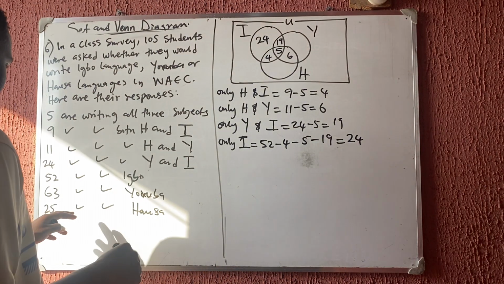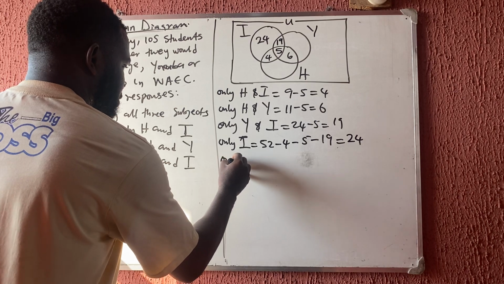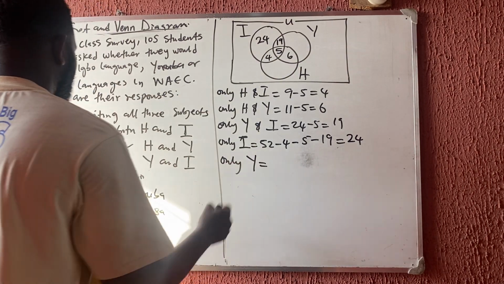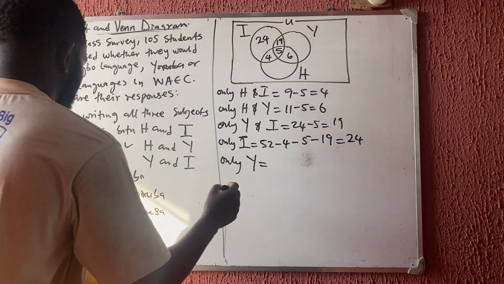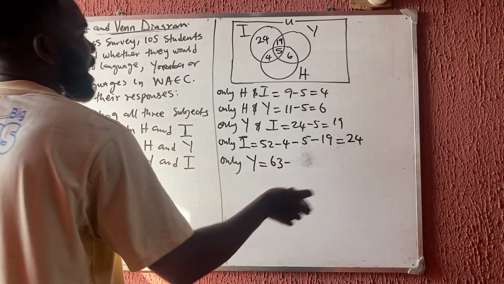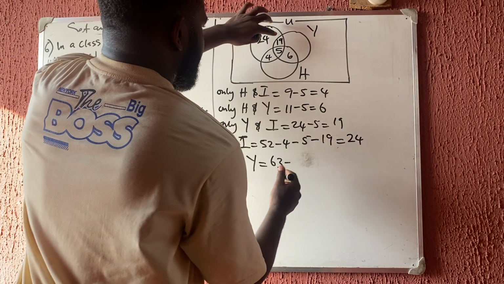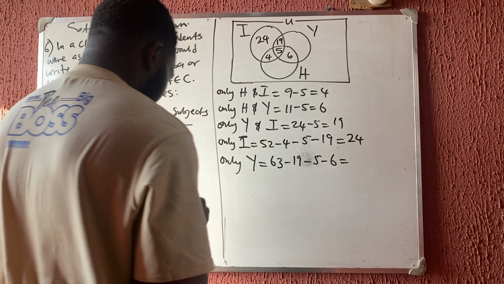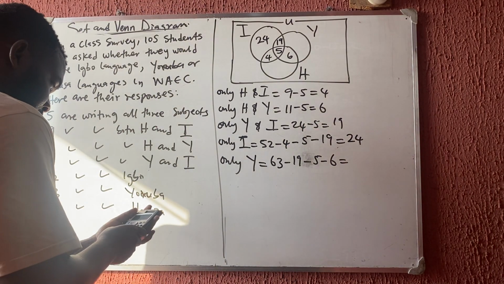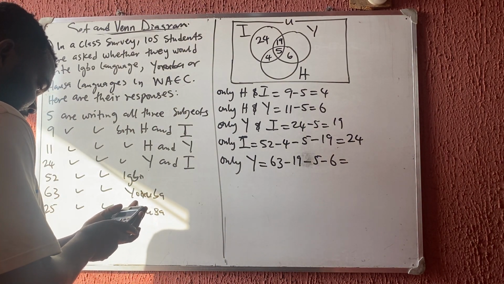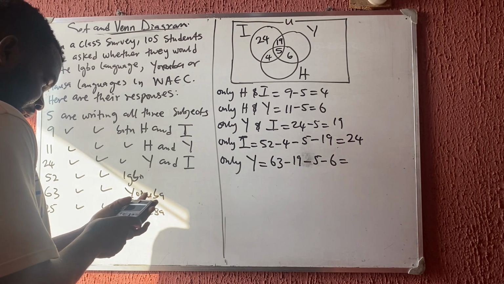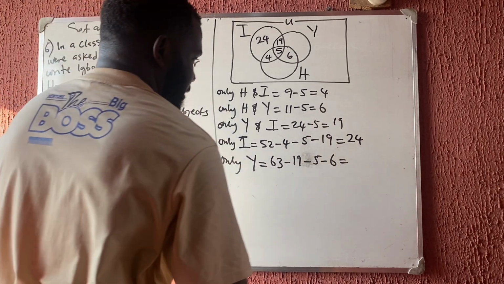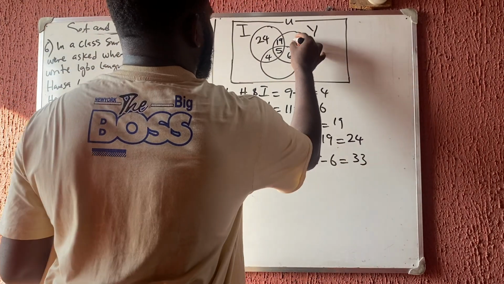So let's do for the next one, Yoruba 63. But I did not see only. But if I saw only, I'll just write it here. But for the fact that I did not see only, I will calculate for the only. Only Yoruba will now be what? 63 minus everything that entered inside of that Yoruba. Let's go. 19 entered, 5 entered, and 6 entered. So I'm going to have 63 minus 19 minus 5 minus 6. So I'm having 33. So here will be 33.